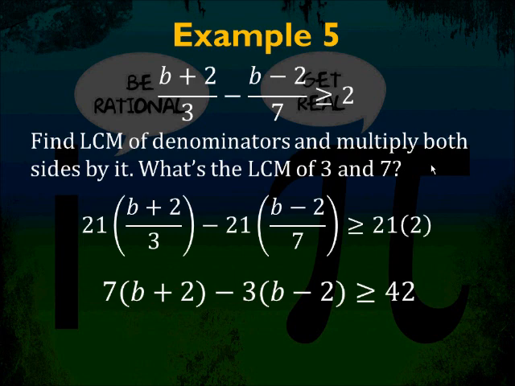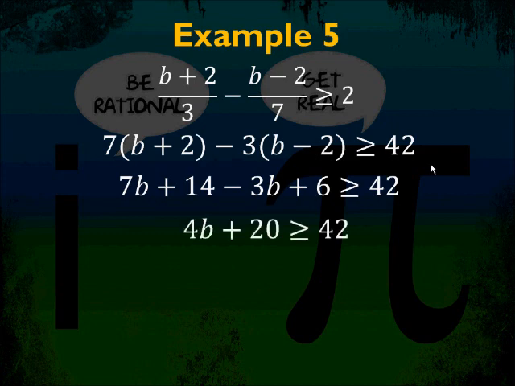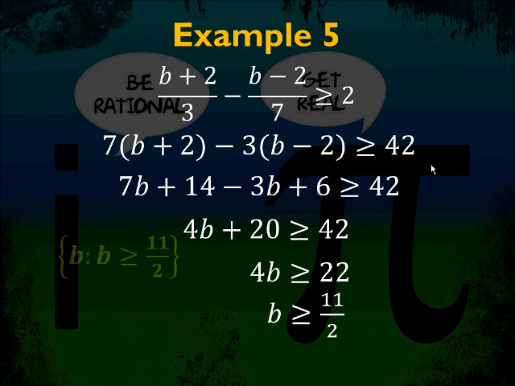Now you just simplify and you solve the inequality just like you did back in Algebra 1. Let's combine like terms. 4b plus 20 is greater than or equal to 42. Subtract 20 from both sides. You get 4b is greater than or equal to 22. So b is greater than or equal to 11 halves. And there's your answer in solution set form.